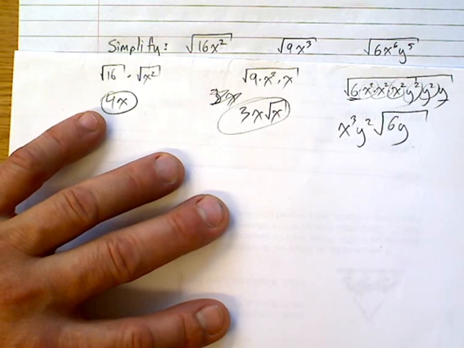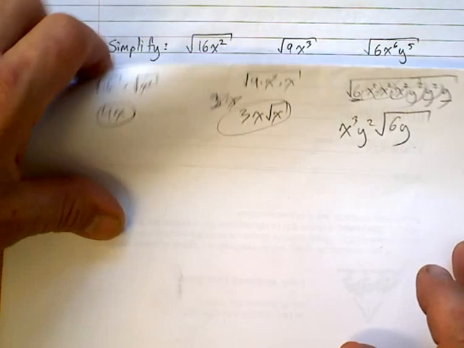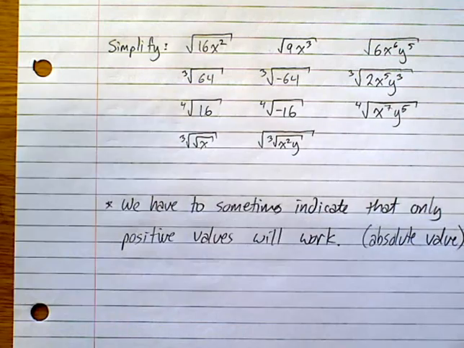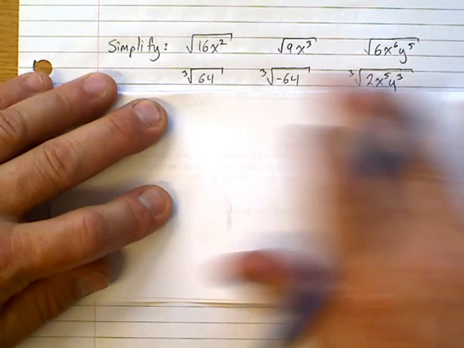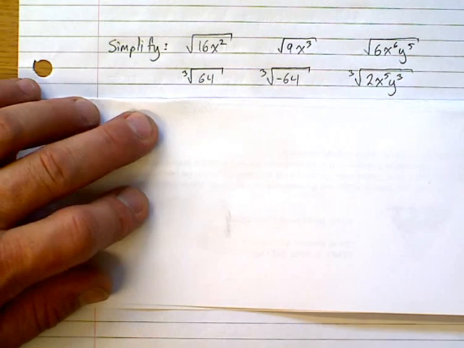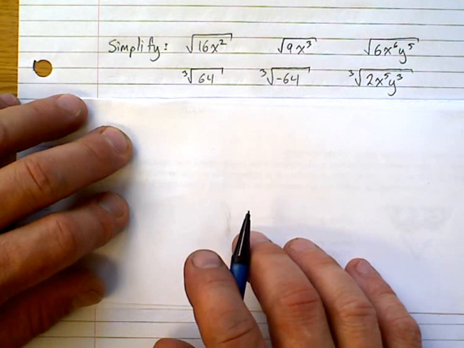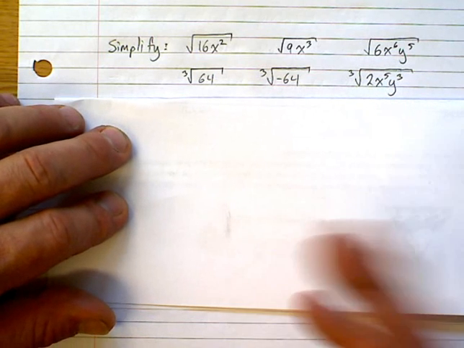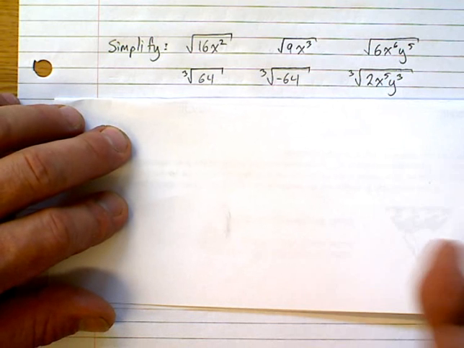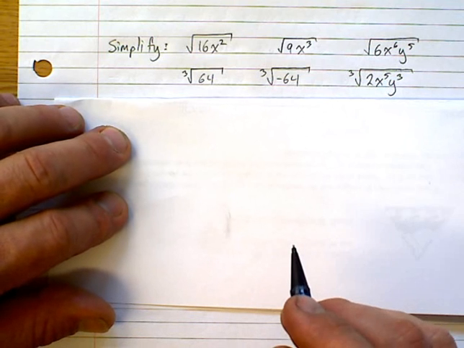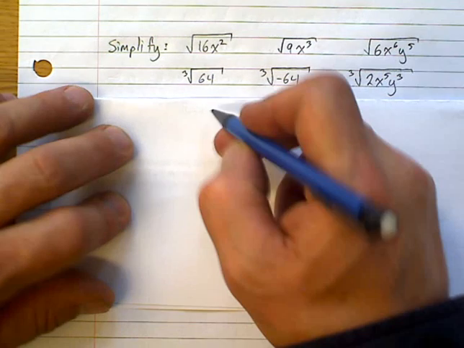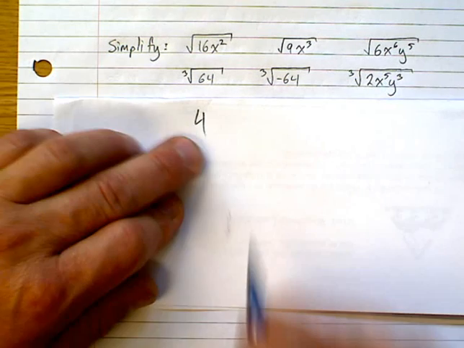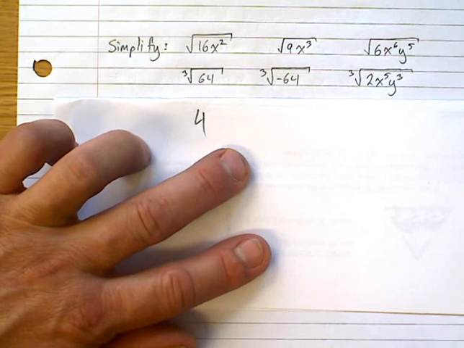Let's try the next ones. The cube root of 64. Well, it'd be a good idea to have a list of cubes. If you don't know how to use it on your calculator, maybe you could try and figure out how to find the cube root on your calculator. I'll show you if you need it. Every calculator is a little bit different, but it just so happens that the cube root of 64 is 4. Well, what's the cube root of negative 64? Since it's an odd index, it can be negative. It's a negative 4. There you go.